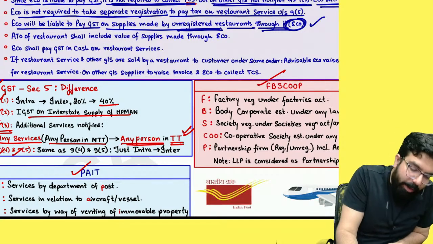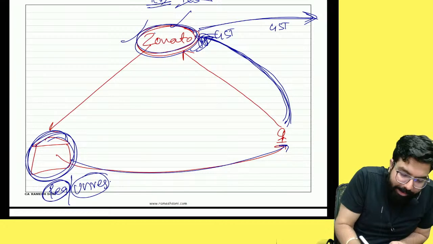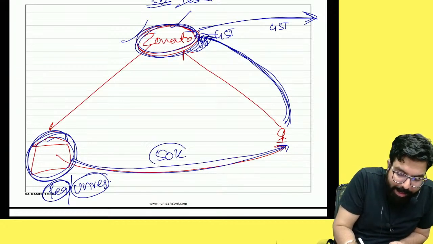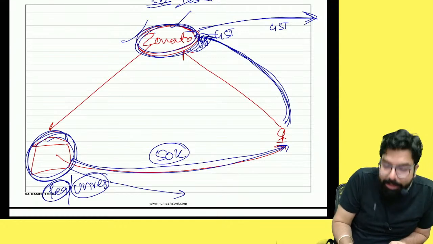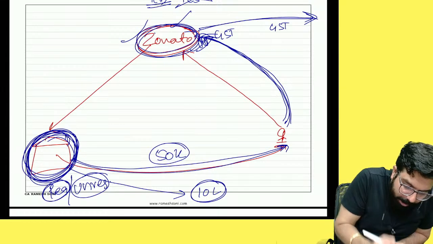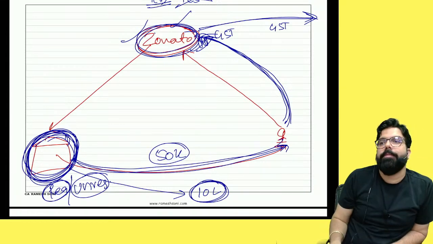Next, tell me one thing, everyone. I am a restaurant. I am going ahead and selling through Zomato, 50,000 ka sale I have done. I am selling to my other customers also and 10 lakh ka sale I have done. Can you tell me my aggregate turnover? Only 10 lakh or 10 lakh plus 50,000?